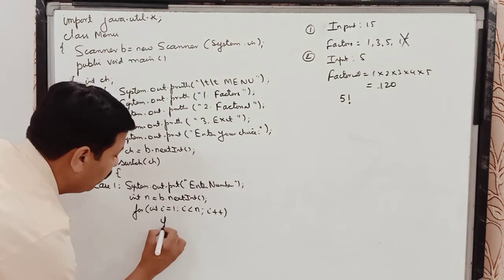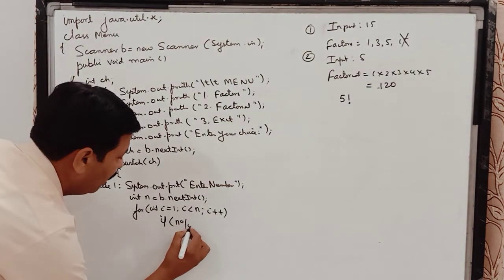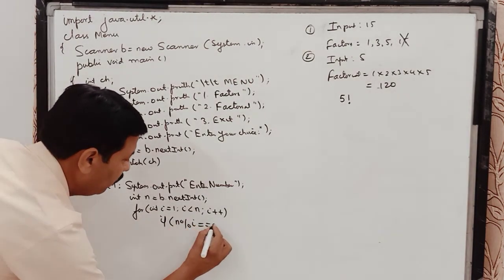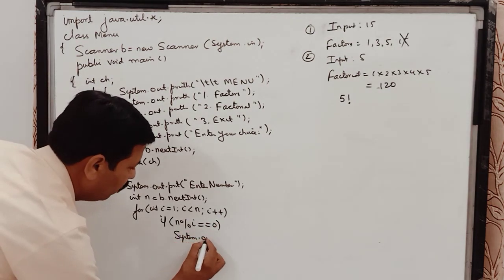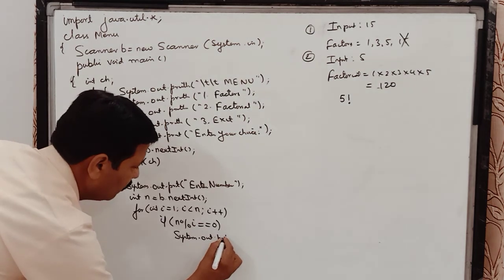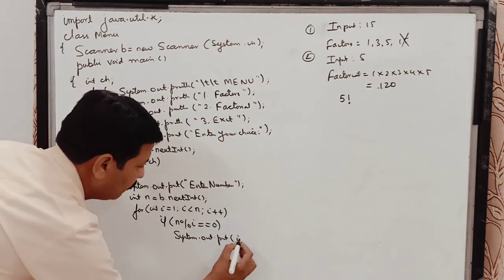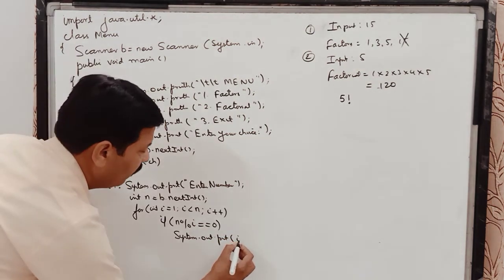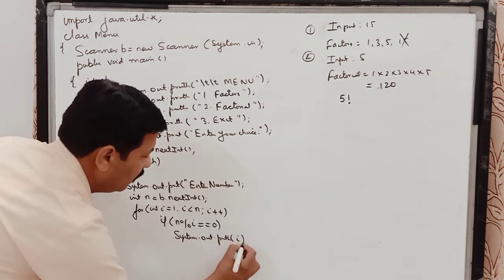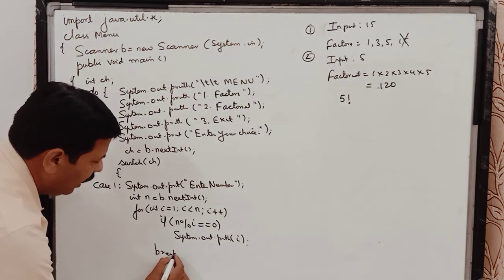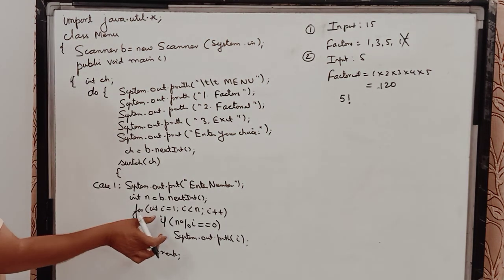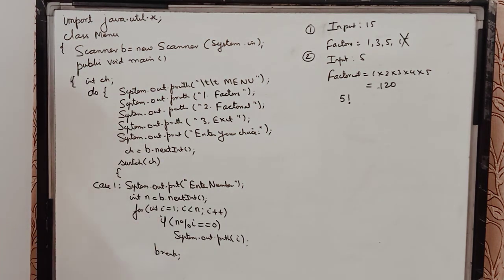And children, to find out the factor, we just say if n modulus I is equal to 0, that means that I is the factor. So I am printing I. So these are all the factors which I have printed. And after printing these factors, I am using the break statement. So this statement is in a loop. This is one statement. So here I have printed all the factors.